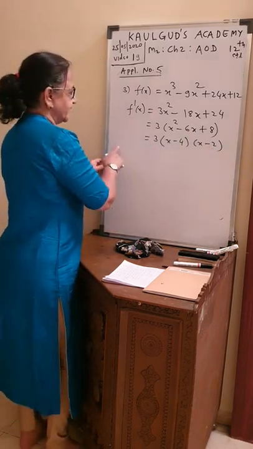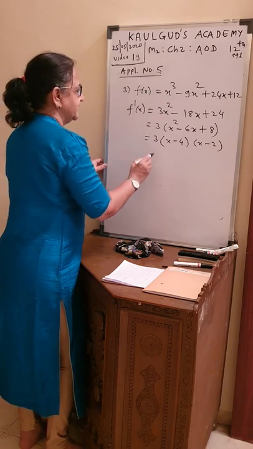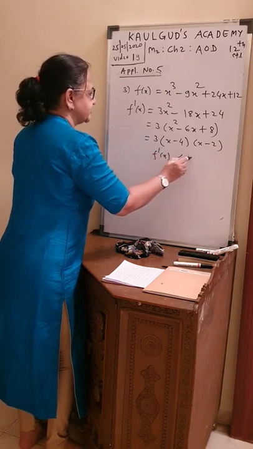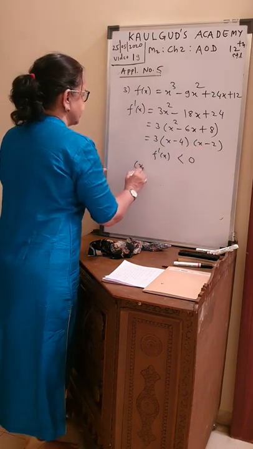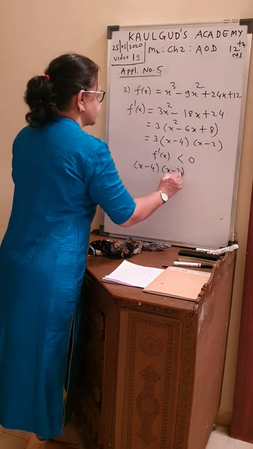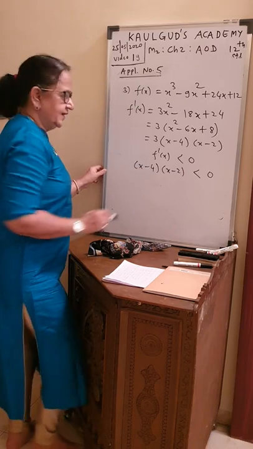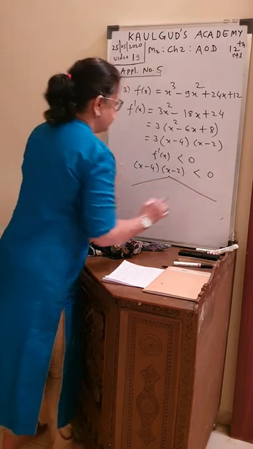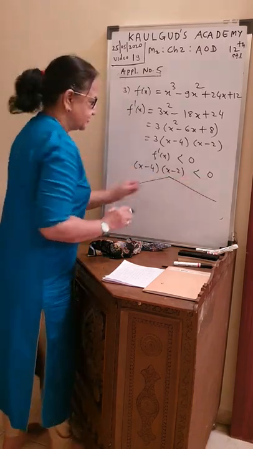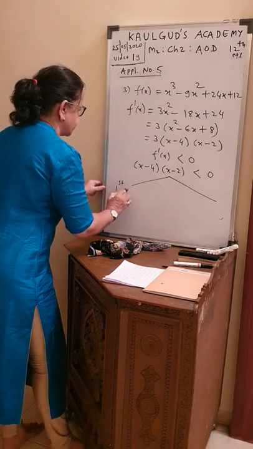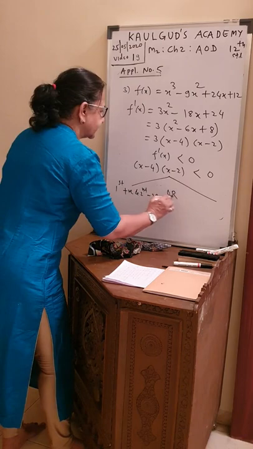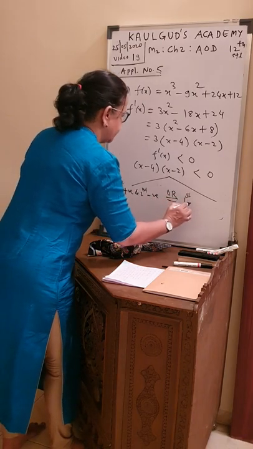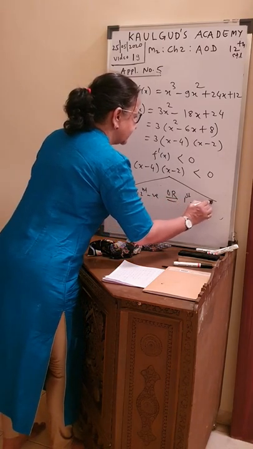Again write your statement. F of x is strictly decreasing if derivative less than 0. So this product, x minus 4 into x minus 2 less than 0. Again remember two cases. Product is negative. So first number positive and second number negative, or first number negative and second number positive.